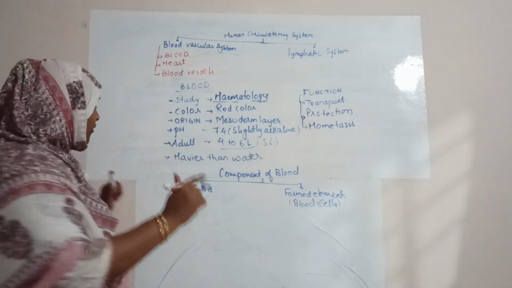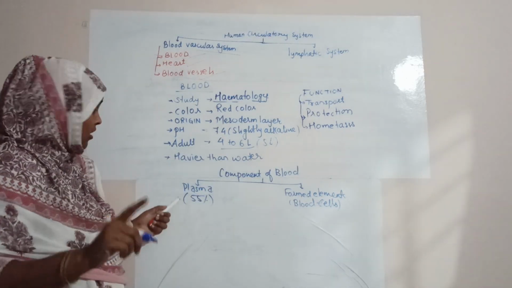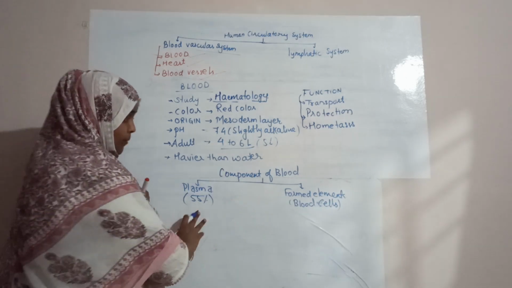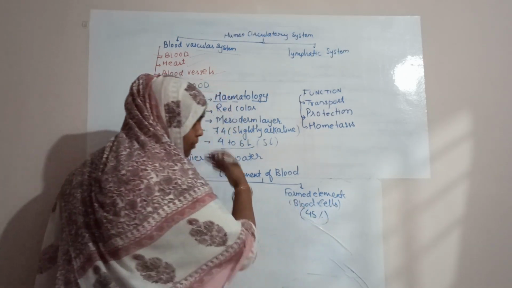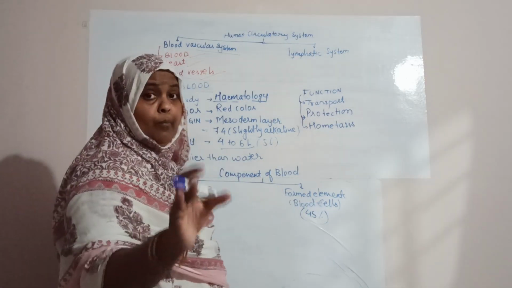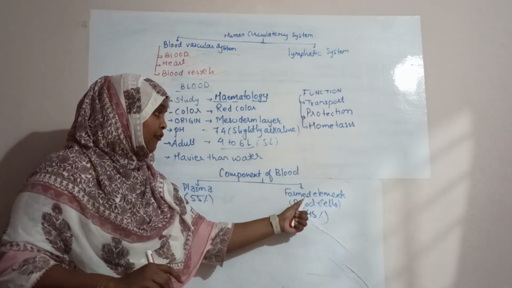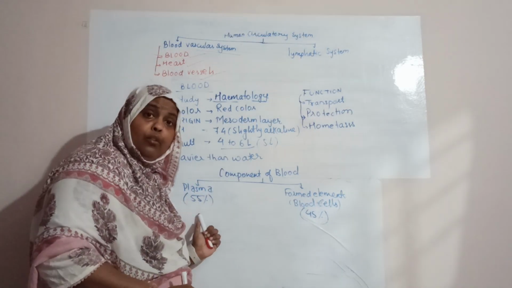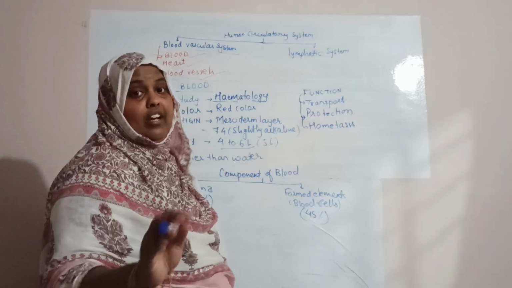So 55% of the blood is constituted by the plasma. It means how much remains? 45%. This is also a PYQ question. I think in 2015 they asked this question. So our blood is composed of two main components: plasma and formed element. Formed element means the blood cell. Plasma constitutes 55% and the blood cells constitute 45%.